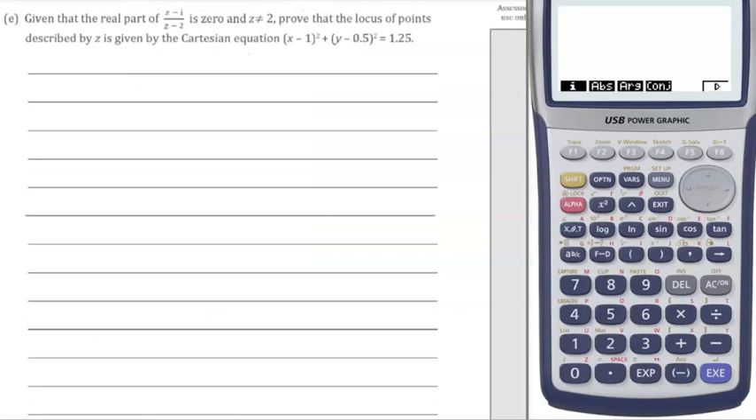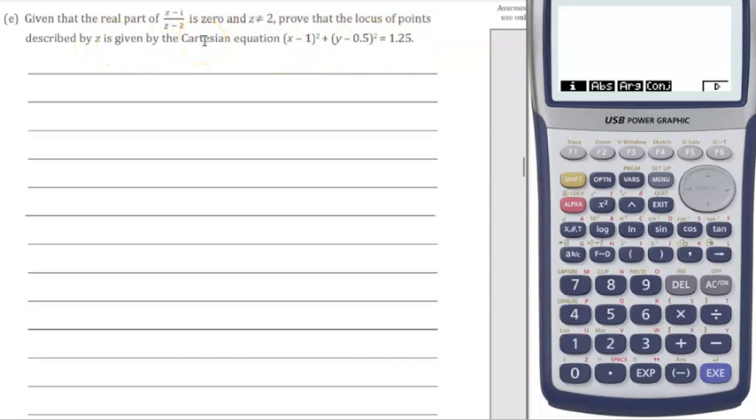All right, part E is a very heavy algebra question. You might need to pause as we go through to read the bits of algebra that I'm about to pop up. Okay, so we are given this particular bit in complex number stuff. We're told that the real part of it is 0 and z can't be equal to 2. Prove that the locus of points described by z is given by this Cartesian equation.